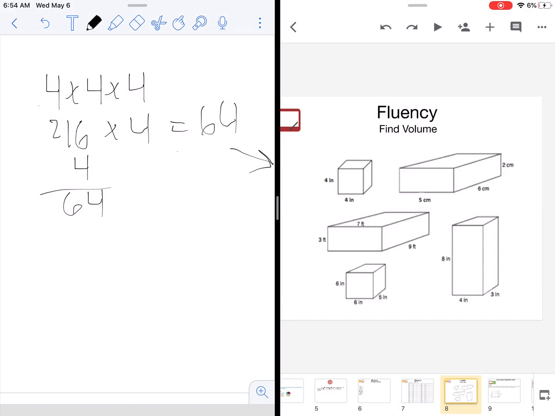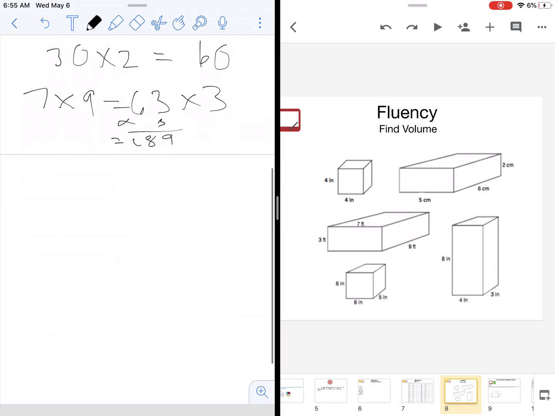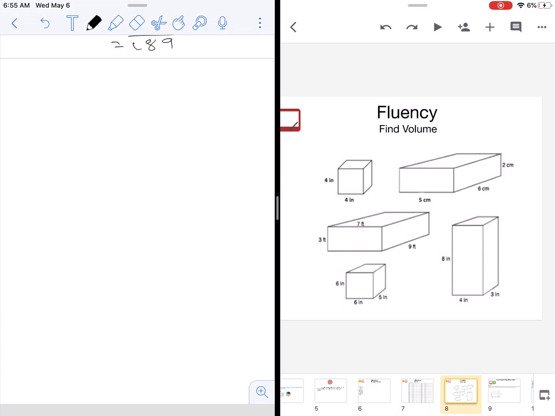Okay? So 64 is this first one right there. The second one horizontally is 5 length times width. So 5 times 6, which is 30, times 2, which is 60. The next one is 7 length times 9, which is 63, times 3, which is 189. And I want you to do the other ones all by yourself. So go ahead and pause the video. Remember, it's length times width times height.